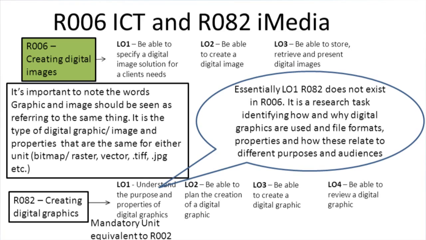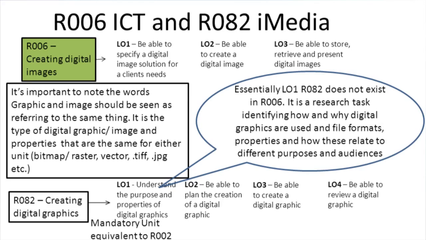Within LO2, R082 refers to types of digital graphics, i.e. bitmap, raster, vector. Note the comments for LO1 and LO4 given in the previous slides for R085. For LO1, R006, candidates are sourcing the components for the digital image, whereas for R082, candidates are identifying the assets and resources and understanding their purpose first for LO2. Both require candidates to understand legislative constraints in relation to the use of digital assets.